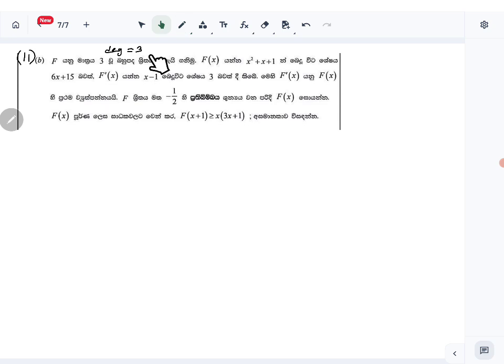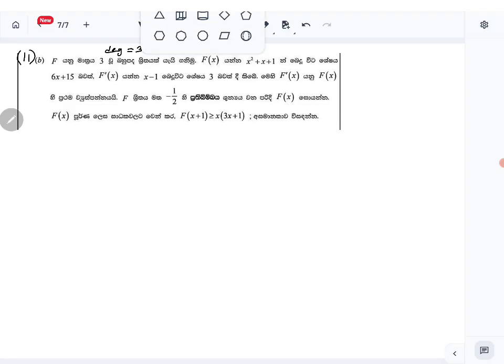degree 3 polynomial. We are given when f(x) is divided by x squared plus x plus 1, the remainder is 6x plus 15. Then we are also given the derivative of f divided by x minus 1, remainder is 3. And then we are given the value of f when x is minus half is 0. Those are the things given to us, and we have to find what?